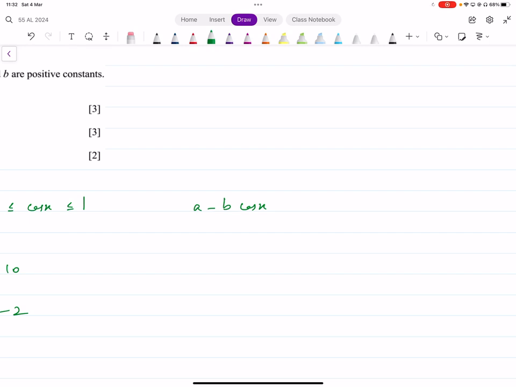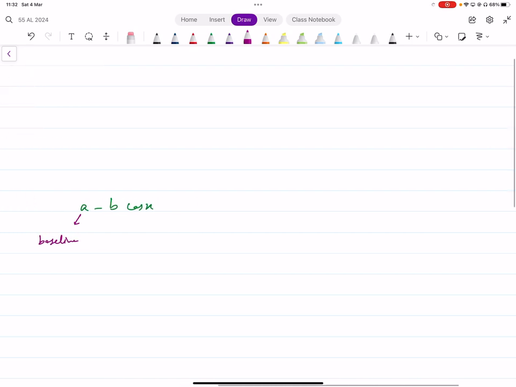All right. A क्या represent कर रहा है? It's the baseline of the graph, and b is the amplitude.